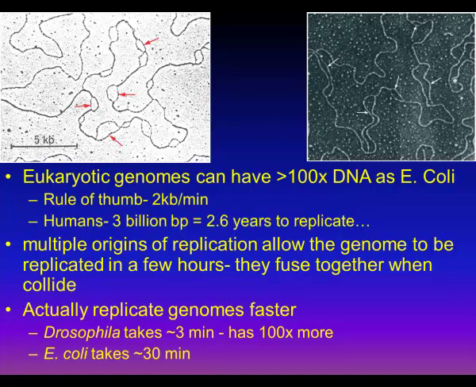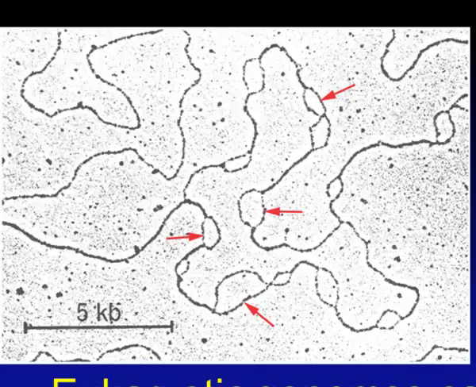So what happens is that when DNA replication occurs at these many different forks, the forks basically collide when they come together, and you end up with a long continuous chromosome. The slide at the top of your screen indicates with the red arrows multiple origins of replication in eukaryotic DNA.